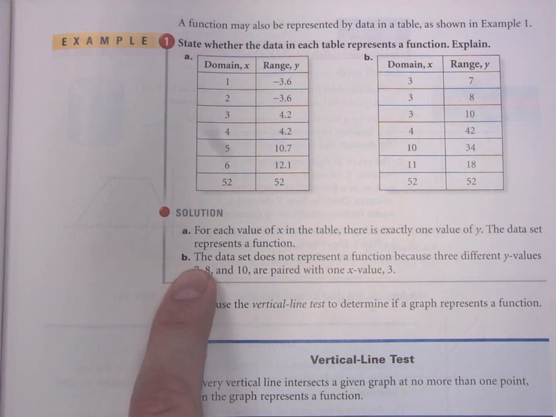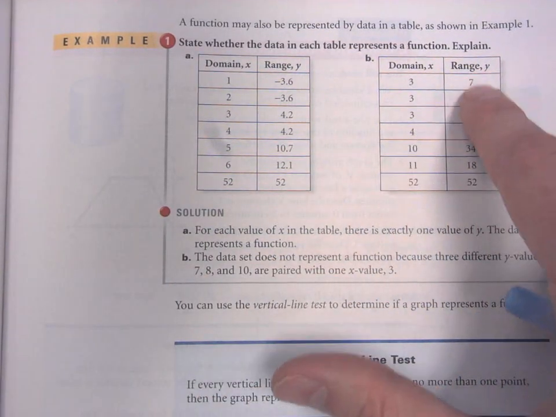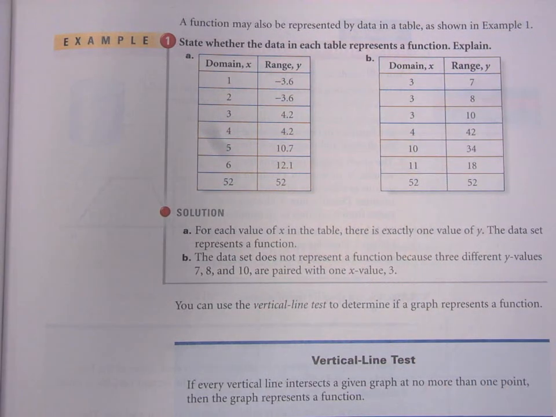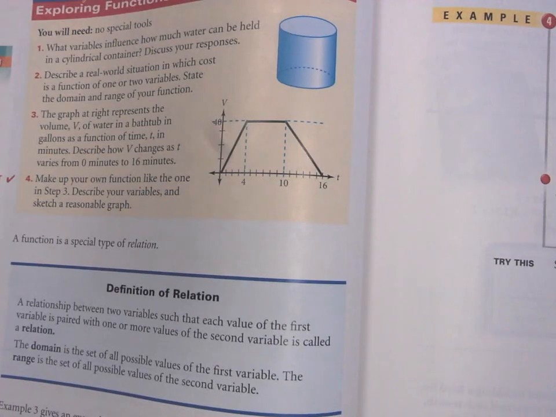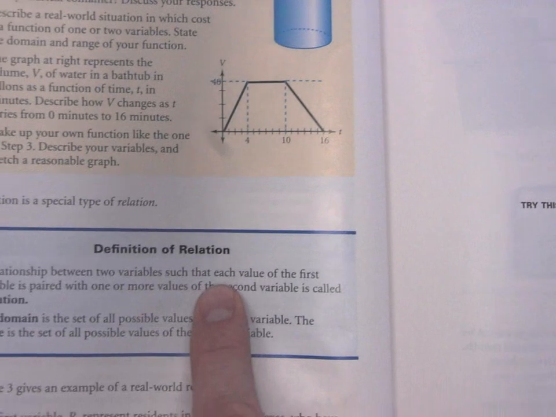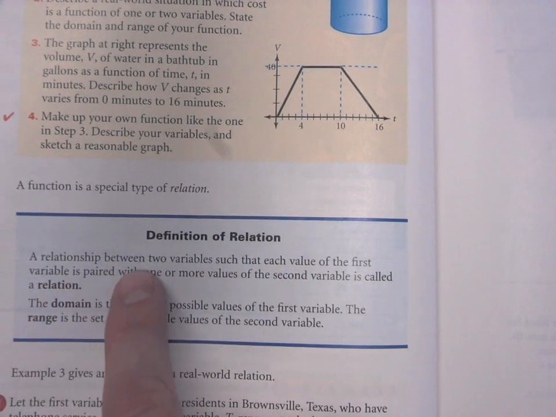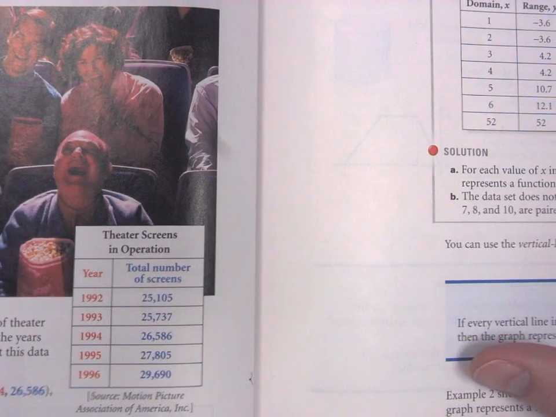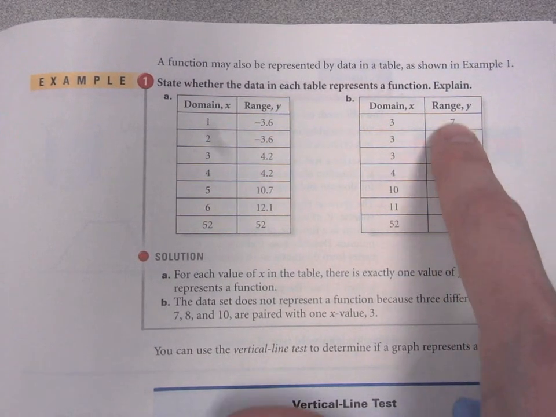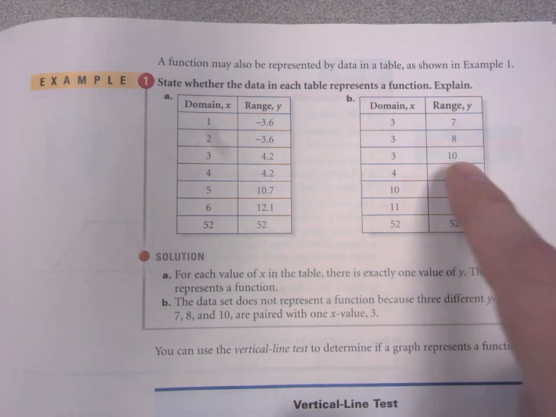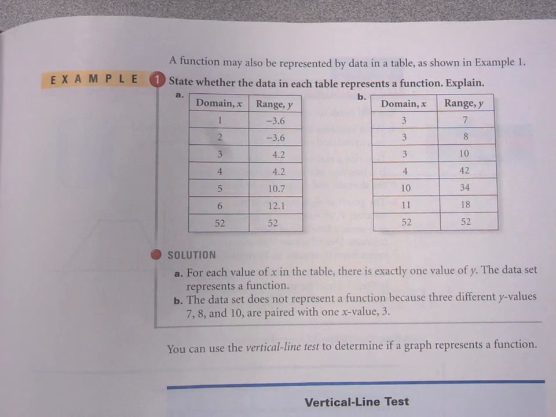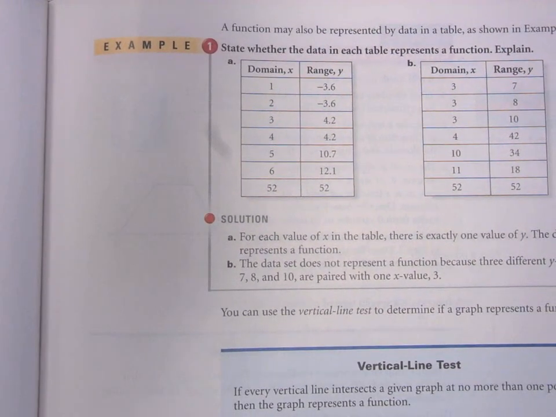So for B, notice that we have repeated x values. The value 3 is paired with more than one y value, so it's not a function. It is, however, a relation. Each value of the x variable is paired with one or more values of the second variable, and that's true, since 3 is paired with more than one value. So it is a relation, but it's not a function, because the wording of function says it has to be paired with exactly one y value. That's the difference.